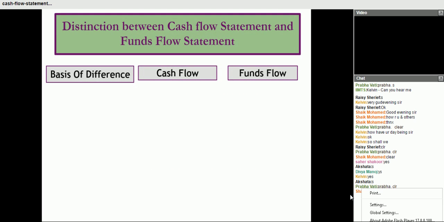Now let's see the difference between cash flow statement and fund flow statement. These two are different things. Don't get confused between them. Any doubt so far?